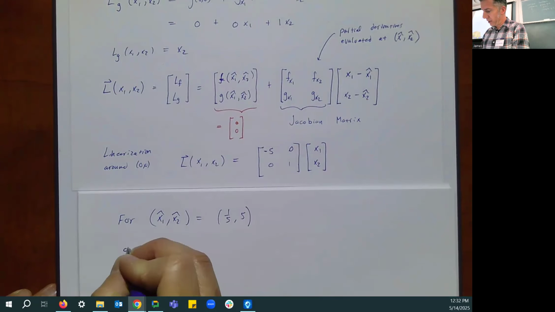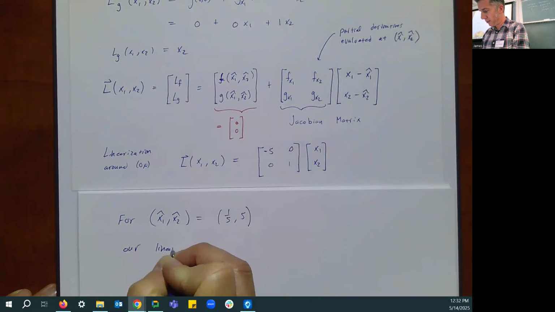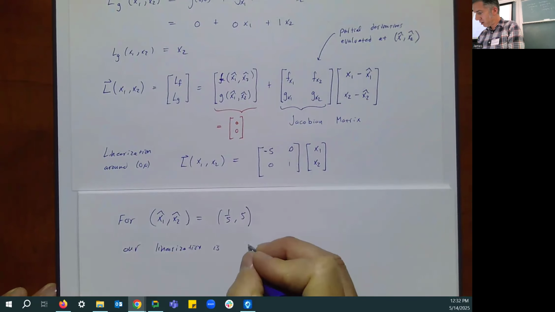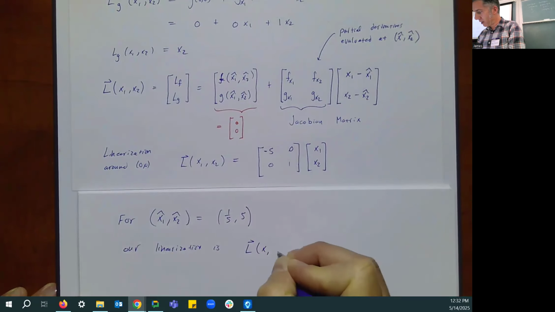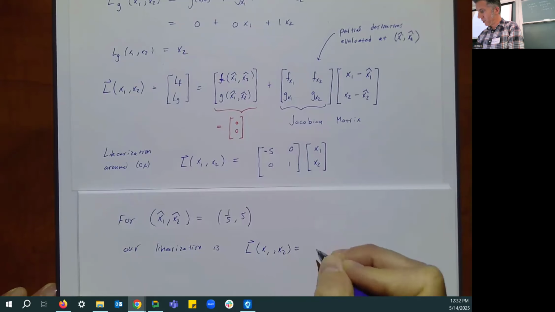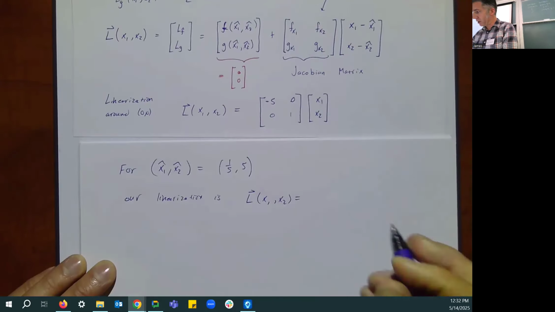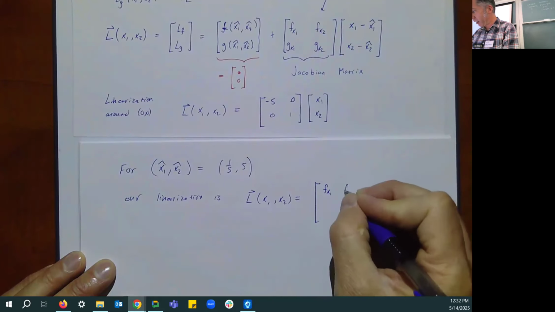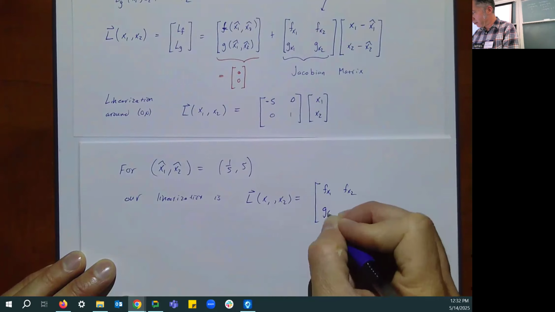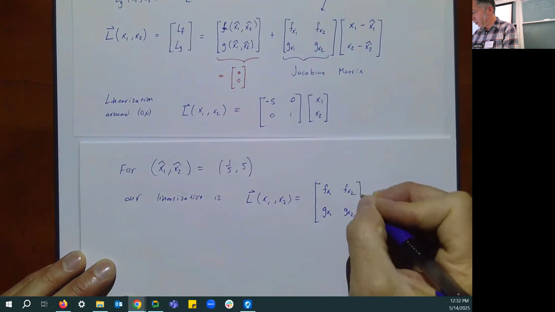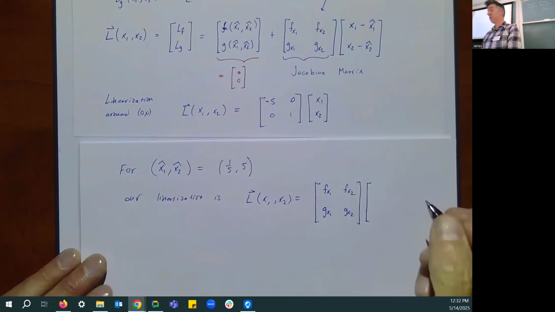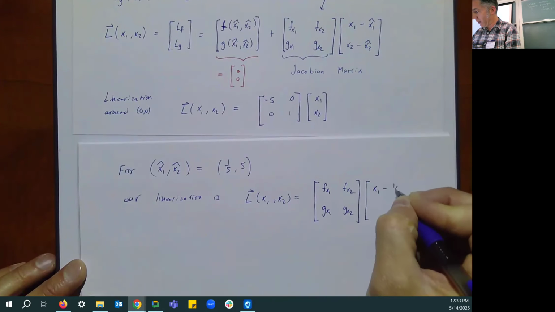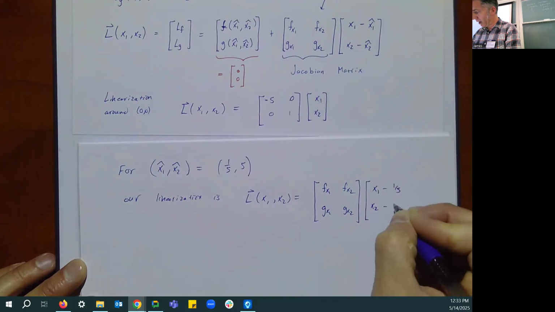So our linearization this time is going to be L of x1, x2 equal to, I'm just going to write it out very generically first. It's going to be, again, our partial derivatives, which we're going to have to find and plug in our new point. And then we're going to multiply by the vector. Instead of x1 minus 0 and x2 minus 0, it's going to be x1 minus 1/5, x2 minus 5.